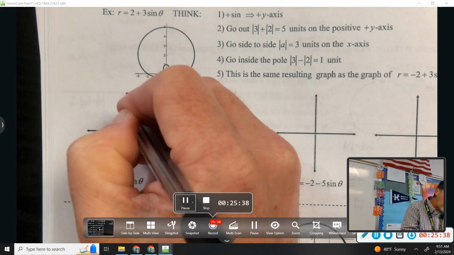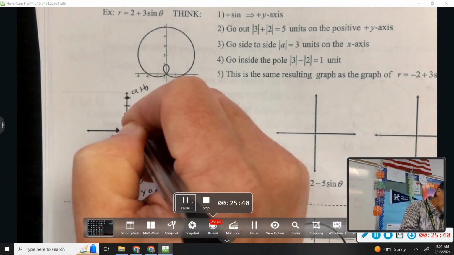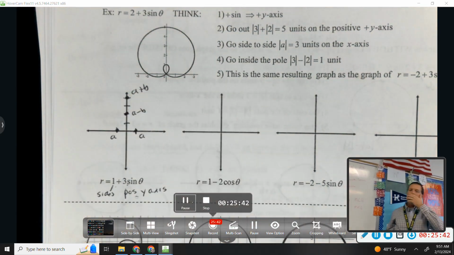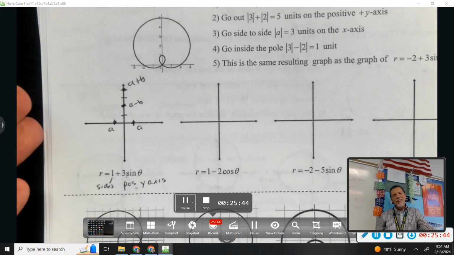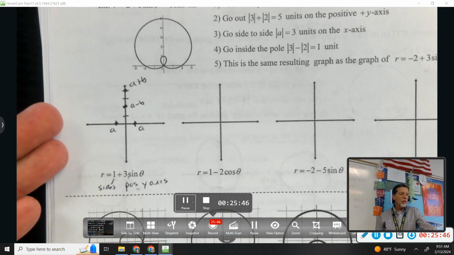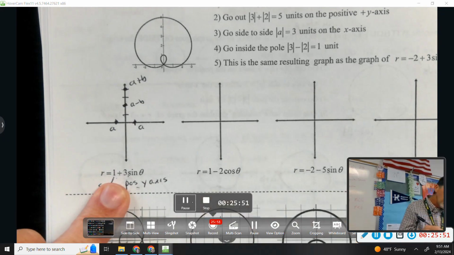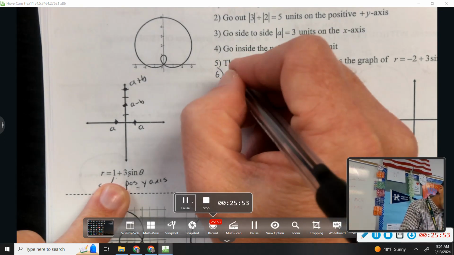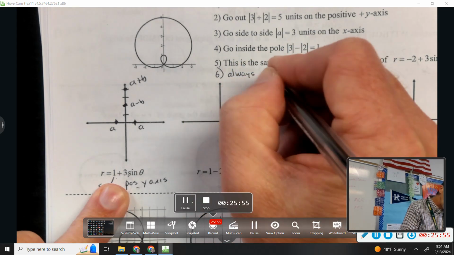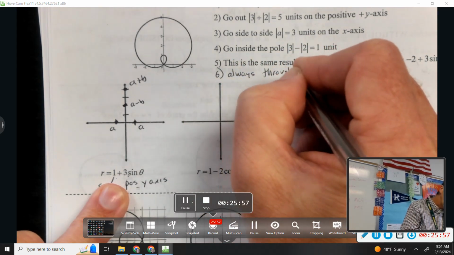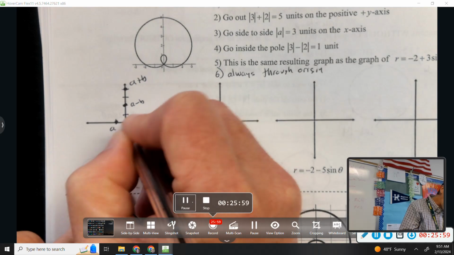Now these are sort of extra tricky to graph, because how do I fit a cardioid with a loop through there? I would say they do always go through the pole. They always go through the origin. So you can add that as a point.